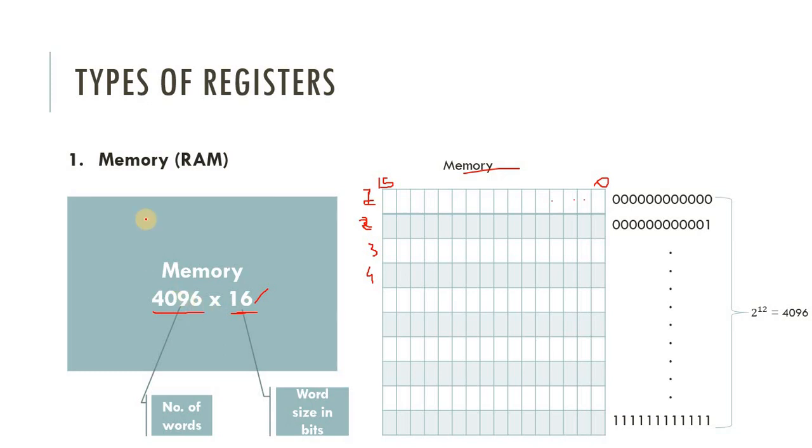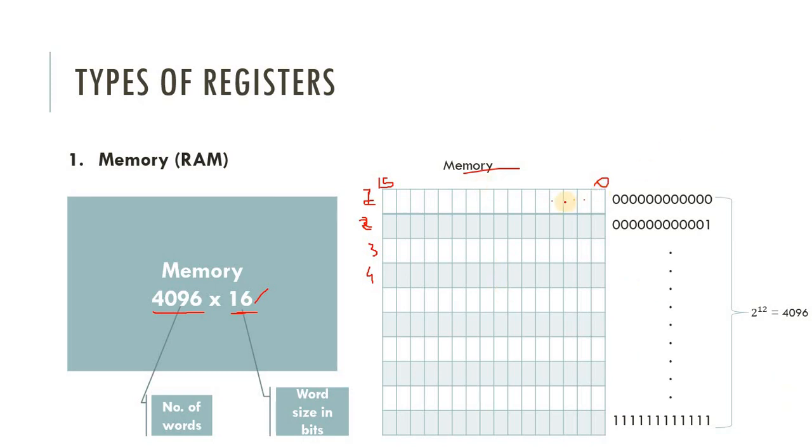Suppose the size of the memory is 1024 cross 8. It means that there are 1024 blocks or 1024 words in the memory, and in each word there are 8 bits. So it depends on what memory you are using. Okay, so this is the computer's memory.